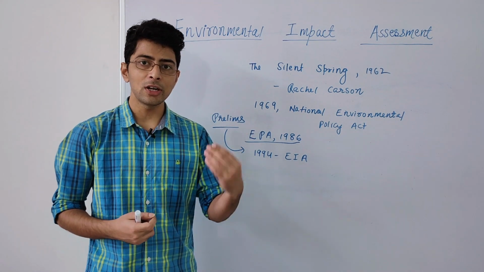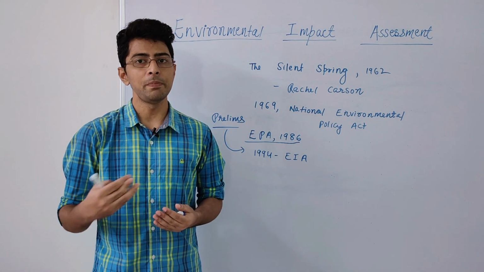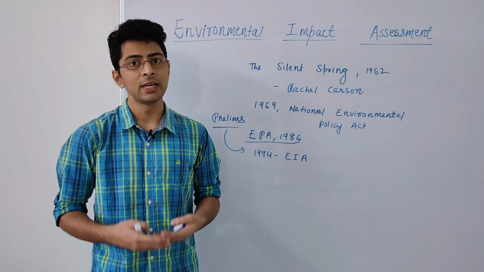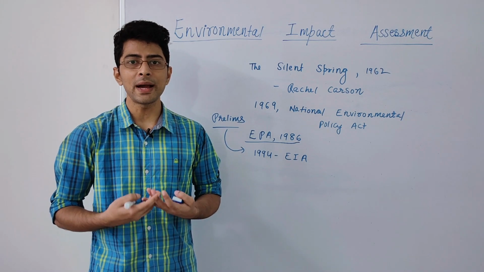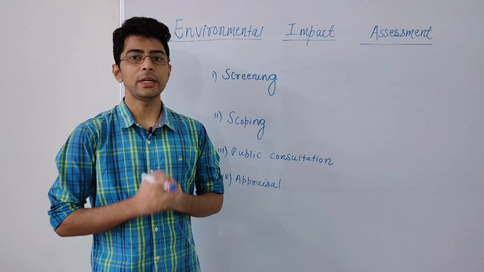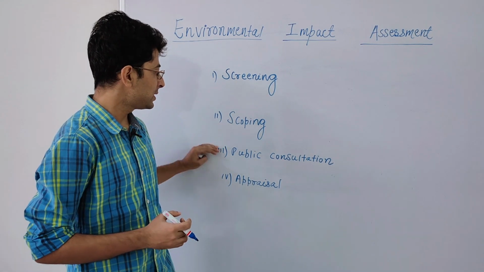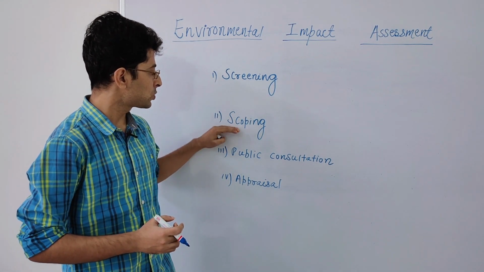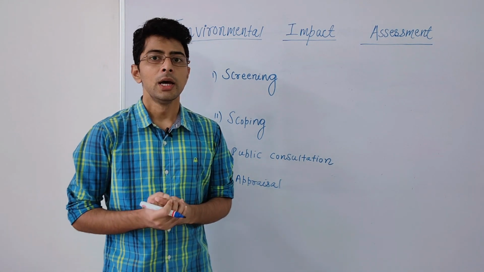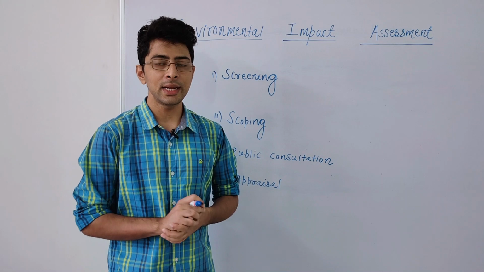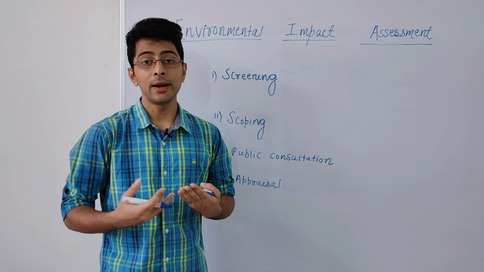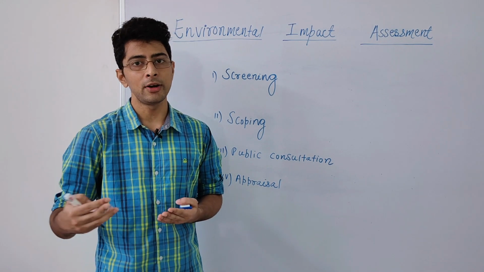But the notification of 2006 remains a base or a template on the basis of which environmental impact assessment is done. For the purpose of EIA, there are 4 stages which are screening, scoping, public consultation, and then finally appraisal. Now, before that, we have to understand that all the developmental projects that are undertaken will not have the same kind of impact.